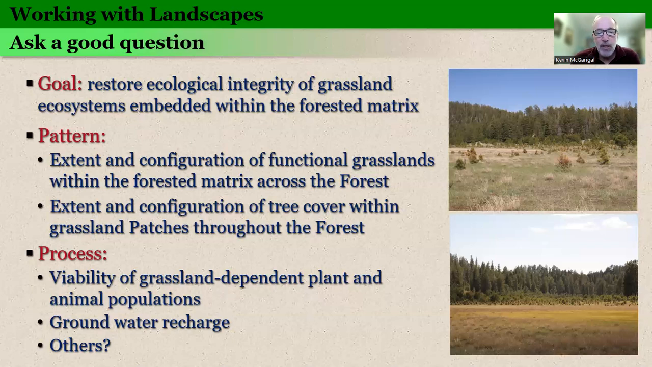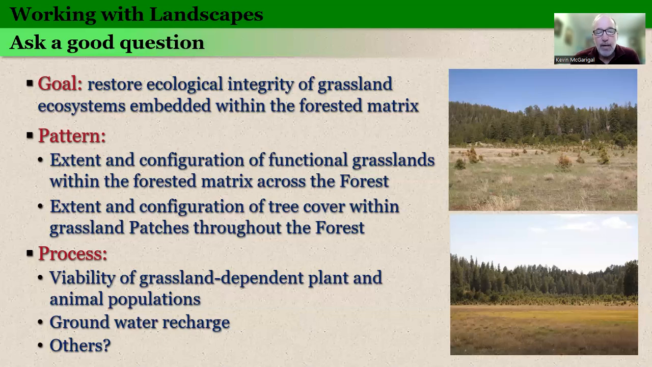The key here is that we have a pattern that relates clearly to the specified goal. An alternative pattern could be the extent and configuration of tree cover within individual grassland patches distributed throughout the forest. So once again, we would need to elaborate on configuration. We would need to elaborate on what we mean exactly by tree cover. We would need to elaborate on what we mean and how we intend to define grassland patches. And again, the extent of the forest would need to be defined. But clearly, we have a pattern here that relates to the goal.